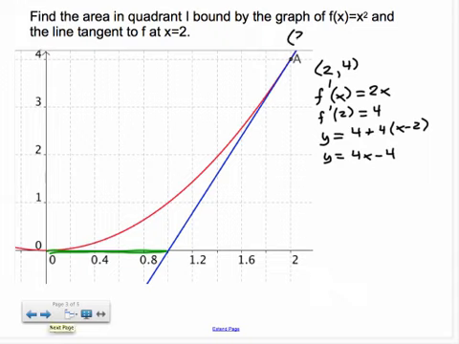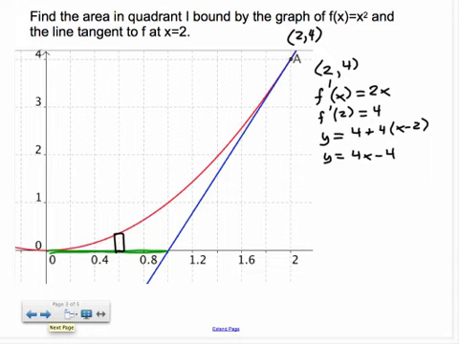So (2, 4) is up here, and we have the boundaries all set. Now, we could draw representative rectangles to set up an integral, or maybe two integrals, to find the area of this region. And I'm going to show you an alternative approach to doing this the way we did in the last slide. So if I draw representative rectangles, I'm going to notice something.